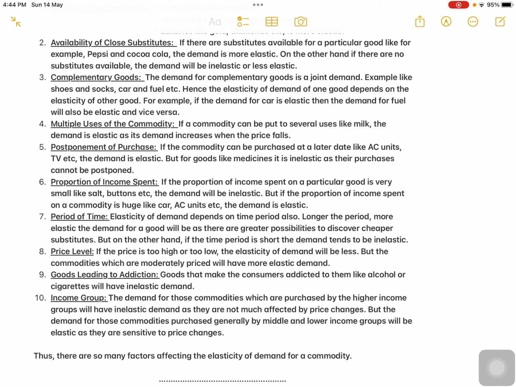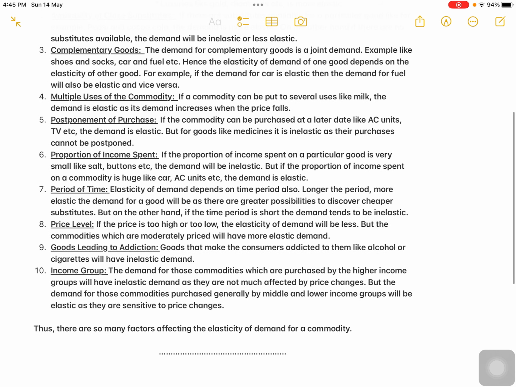If the commodity has several uses, like milk, the demand is elastic. Why is it elastic? Because with a small fall in the price, people will put milk to several uses, so the demand increases tremendously. So the demand is elastic as it increases when the price falls. So if there are multiple uses of a particular commodity, the demand is elastic. If the commodity has only a single use, for example railway engines, then for those kinds of commodities the demand is inelastic.